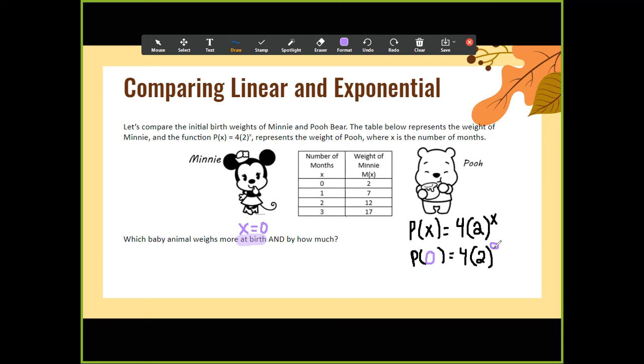Okay, any number to the 0 power is 1. So what we really have here is p of 0 equals 4 times 1, because 2 to the 0 power is 1. So our final answer here, p of 0 is 4. So Pooh Bear weighs 4 pounds at birth.